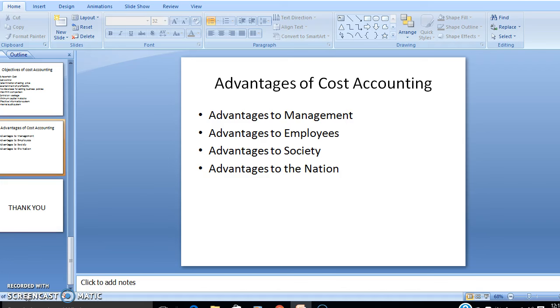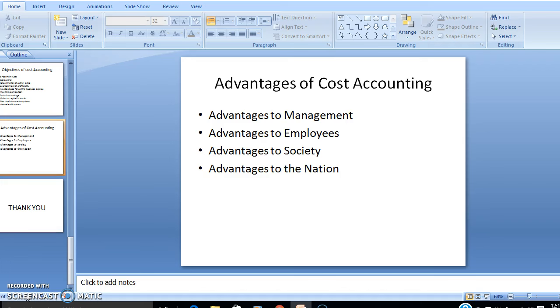Cost accounting is advantageous to employees in many ways, like it defines better wages, distinction between efficient and inefficient workers, higher standard of living, social recognition of the worker, low labor turnover rate.